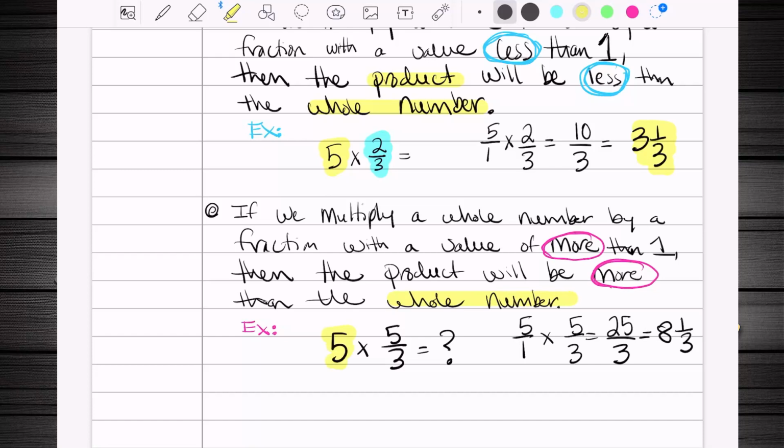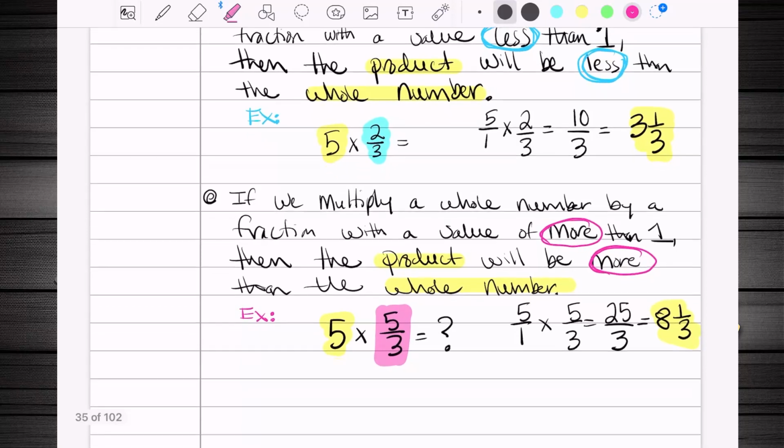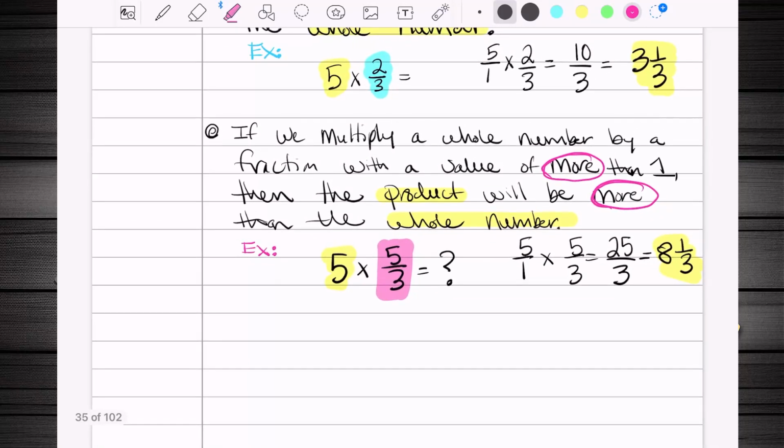So my whole number was 5, and my product is 8 1/3. The fraction that I multiplied by is more than 1. 5/3 is more than 1 whole, and so the result is more than the whole number we started with. Now I'm sure you can guess what's coming next.